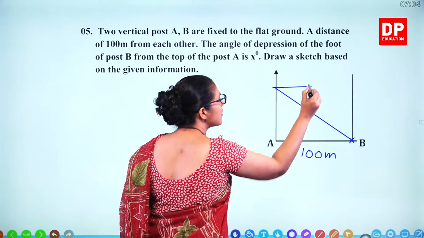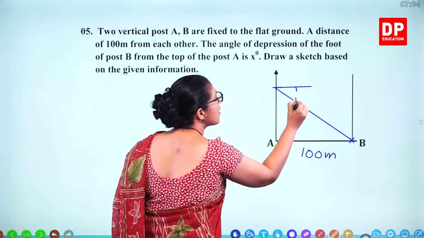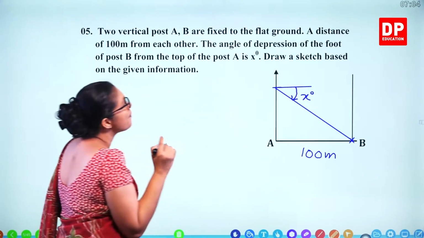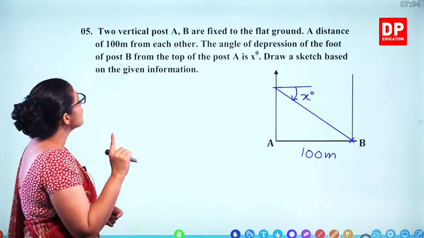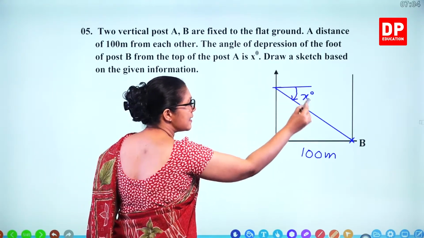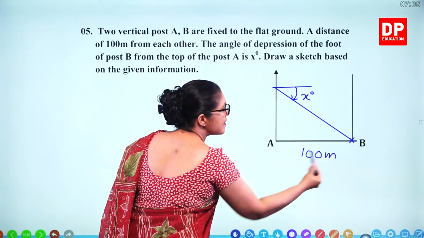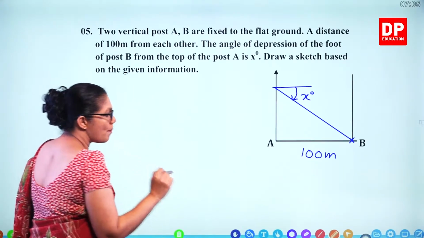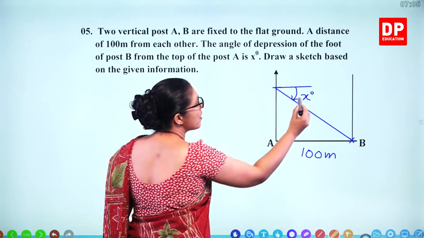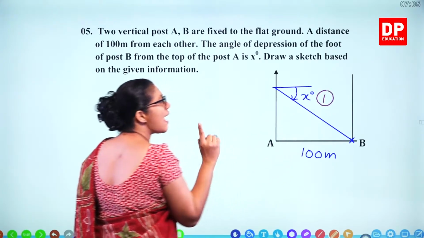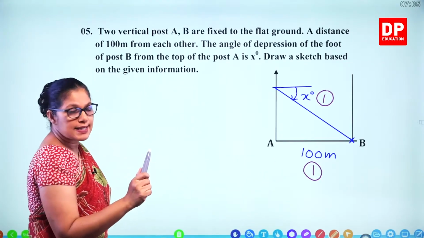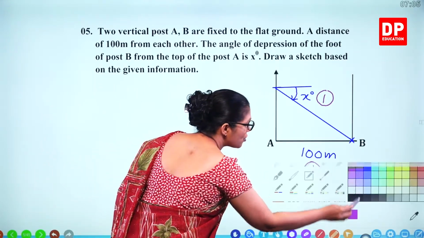So how can you mark that? So you can mark this angle as x degrees. Draw a sketch based on the given information. So you can draw this angle is x and this is 100 meters. So marking those points, you get 2 marks. 1 mark for marking the angle of depression and 1 mark for the distance. So 2 marks altogether.